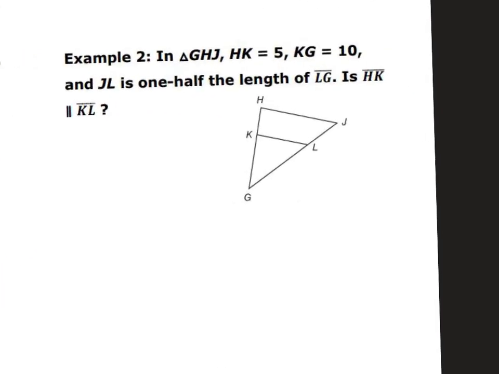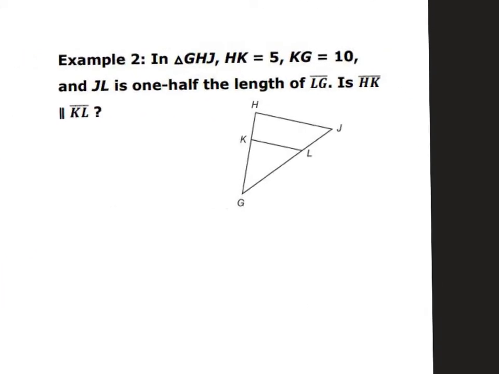Example 2. In triangle GHJ, HK is 5, KG is 10, and JL is 1/2 the length of LG. And we want to know, is HK parallel to KL? So we can say that this is x and this is 2x. That would suffice that JL is 1/2 the length of LG because x is 1/2 of 2x.